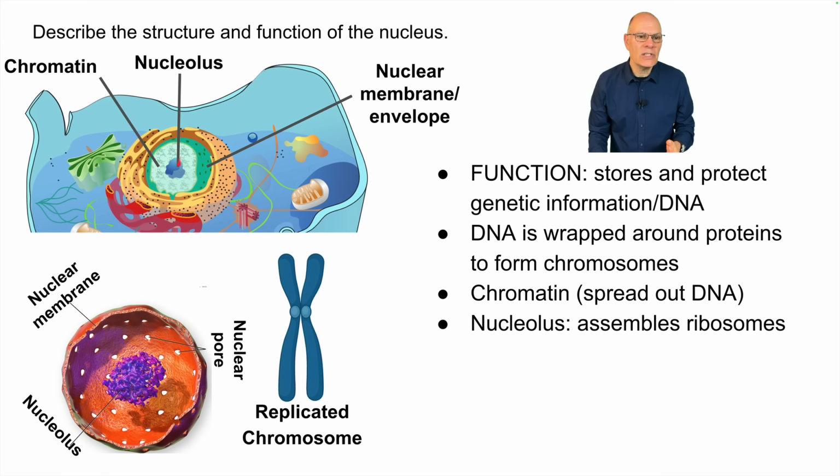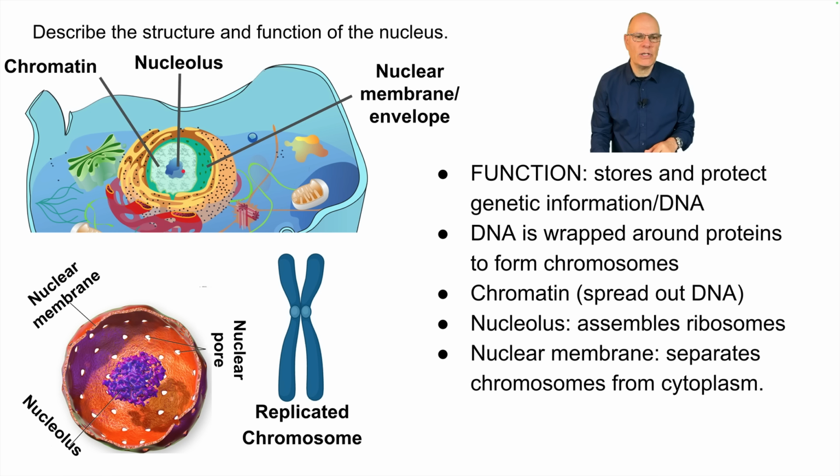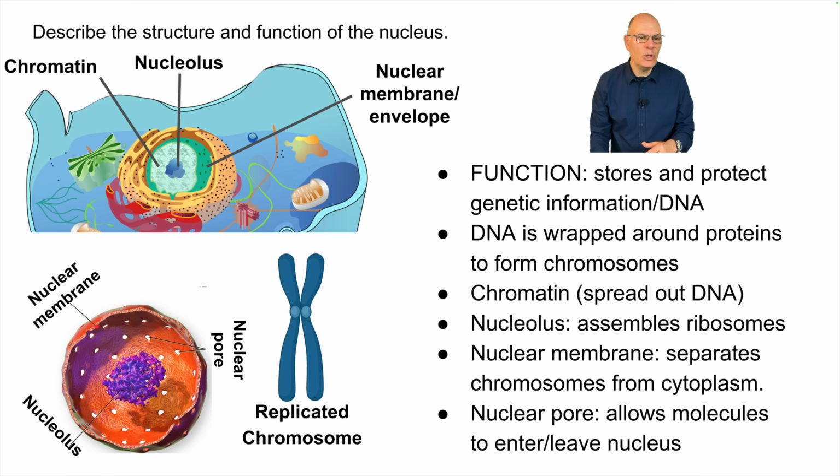The nucleolus is this dark part in the center of the nucleus, and it assembles ribosomes. The entire nucleus is surrounded by a membrane that separates the chromosomes from the cytoplasm, and the nuclear membrane has pores that allow molecules to enter and leave the nucleus. Important among those are messenger RNA, which leaves the nucleus, goes into the cytoplasm, where it's translated into proteins, and various transcription factors that come into the nucleus to turn genes on or to turn them off.